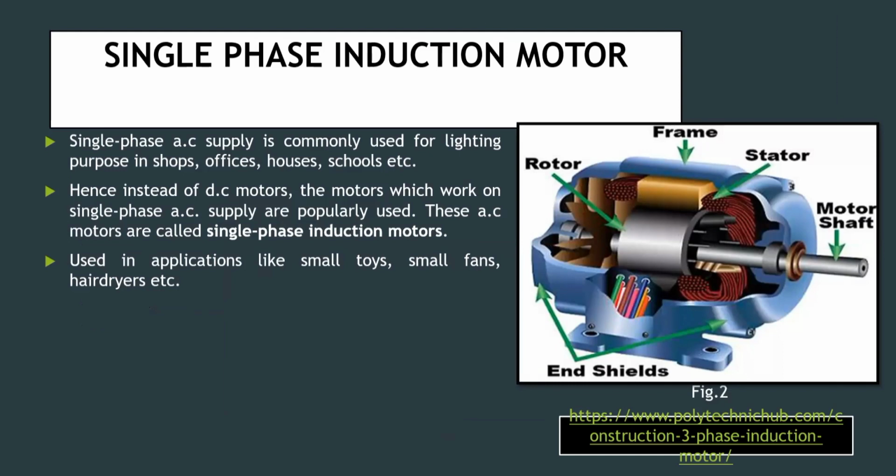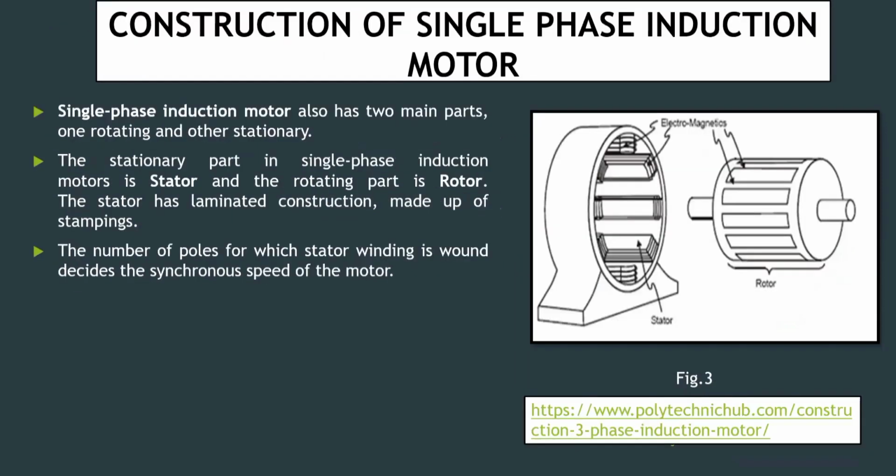You can see end shields are there, stator is there, rotor is there, frame is the outer part of the body, and the motor shaft. It works on single phase AC supply and is used in small toys, small fans, hair dryers.